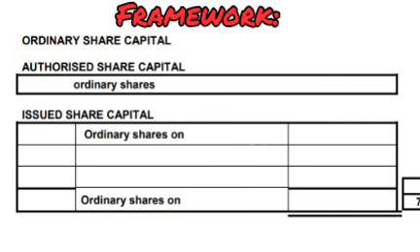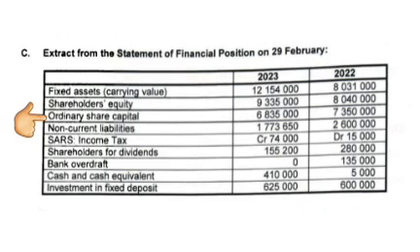So you will put it in that blank space before ordinary shares. And then you are going to enter your ordinary shares at the beginning of the year as well. So let's go to our information and find our ordinary shares and our shares at the beginning of the year. In my extract, in information C, it says ordinary share capital.